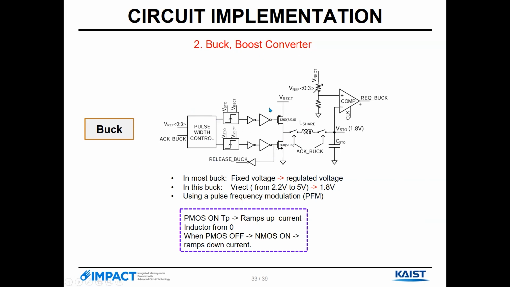Initially we turn on the PMOS, so the current flows like this. It charges up the C storage, and it also ramps up the current of the inductor. And when the PMOS is turned off, we turn on the NMOS, so the current flows like this. At that time the current of the inductor ramps down. We can see this is the current of the inductor: it ramps up in the PMOS phase and ramps down in the NMOS phase.